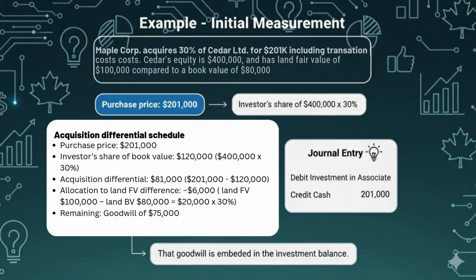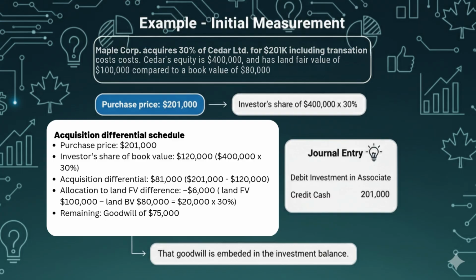Let's see an example. Suppose Maple Corp acquires 30% of Cedar Laminate for $201,000, including transaction costs. Cedar's equity is $400,000, and land has a fair value of $100,000 compared to a book value of $80,000. The acquisition differential schedule would show purchase price $201,000. Investor's share of book value $120,000, which is $400,000 times 30%. Acquisition differential $81,000, that is $201,000 minus $120,000.